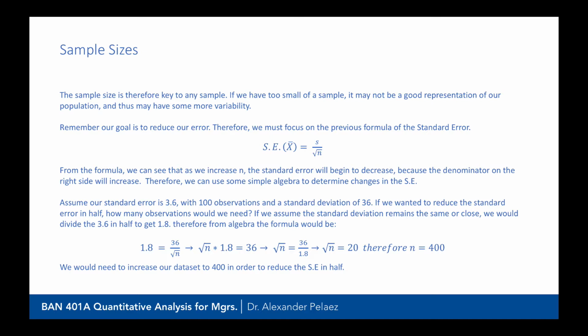And what we mean by that is, if we want to reduce the standard error, say, in half, we can use algebra to determine what is the sample size, or the approximate sample size, we would need to actually get a standard error of, say, 1.8 instead of 3.6. And we can see from here below that if we assume the standard deviation remains the same or close, we could divide the 3.6 in half to get 1.8, which now 1.8 equals 36 over the square root of n. Then by using algebra, we can find that the square root of n ends up being 20, and therefore n is 400. So if our original estimate was a standard error of 3.6 with 100 observations, in order to cut that standard error in half to 1.8, we would need to increase the sample fourfold to 400.